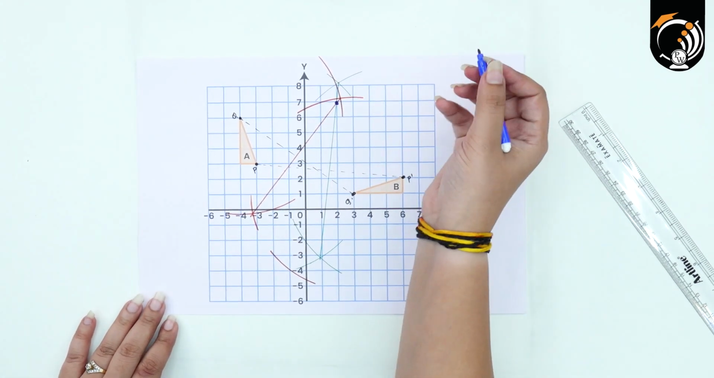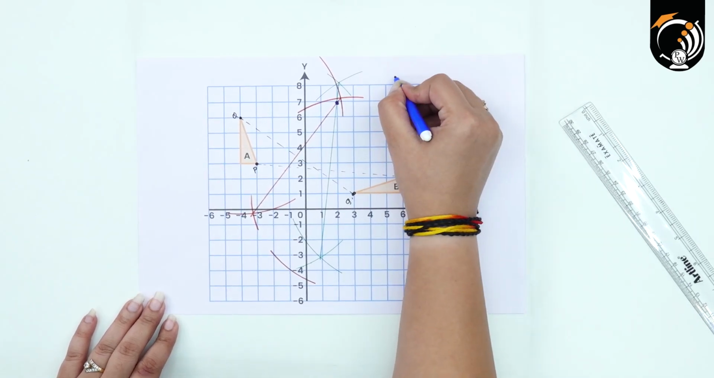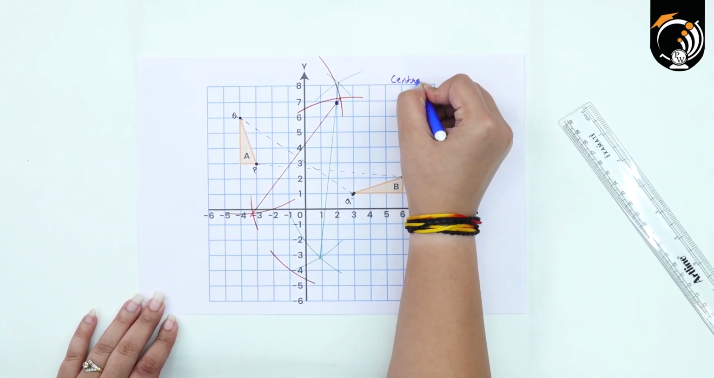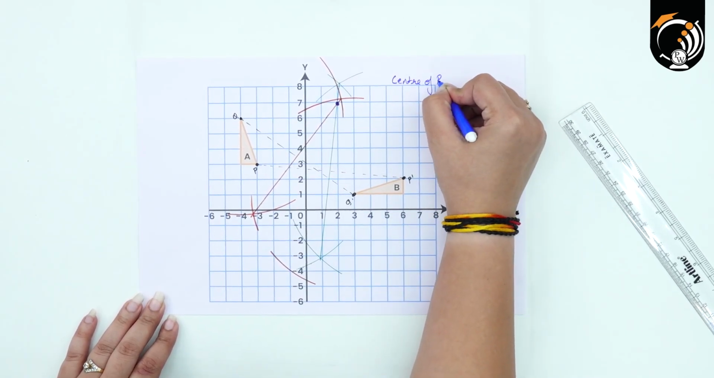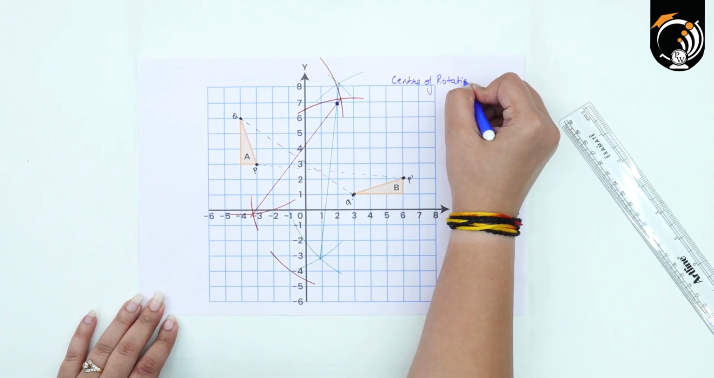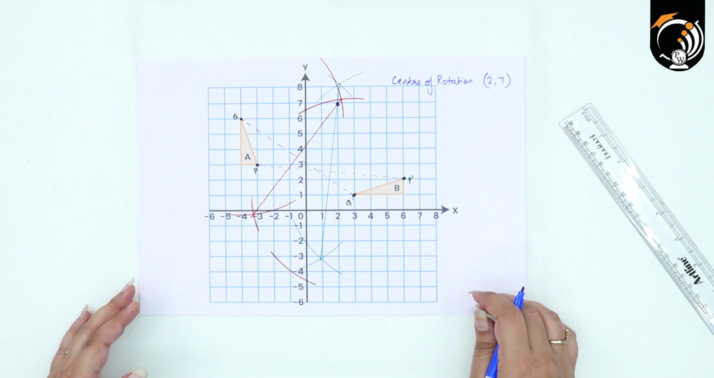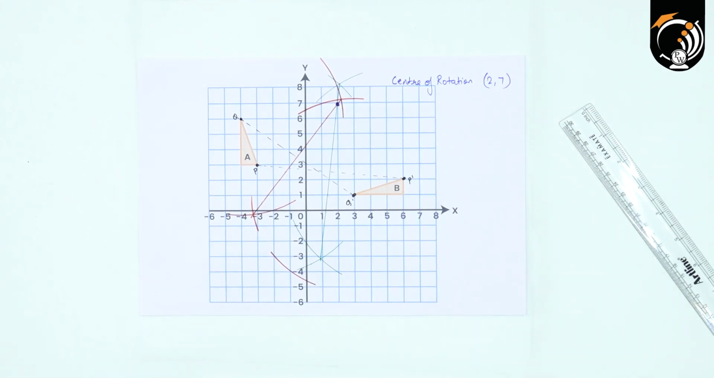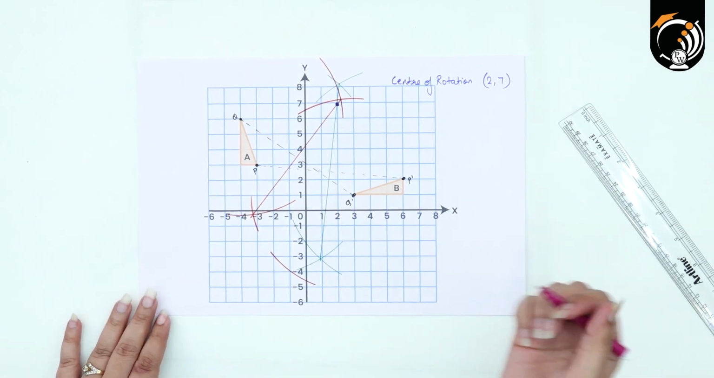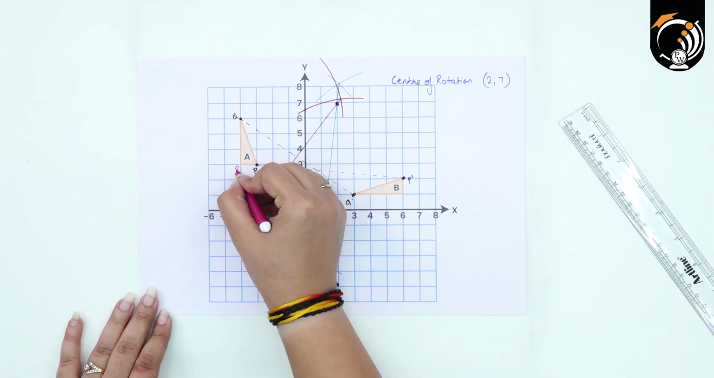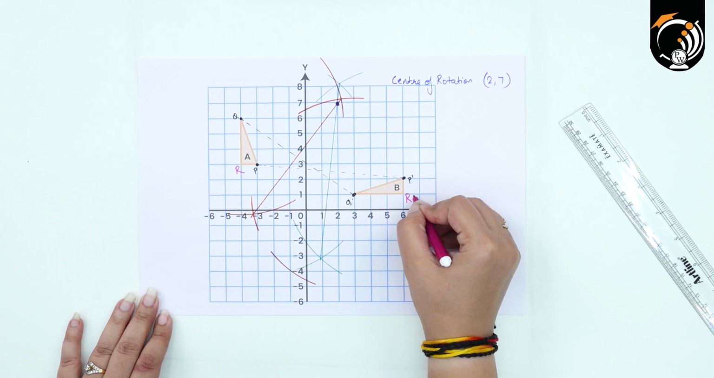Let me just mention it here for your understanding that the center of rotation here is (2, 7). Now further, if we need to understand what the angle of rotation is here, in that case we are going to consider the other points as well. The third coordinates that we are left with, let's name these as R and R dash.